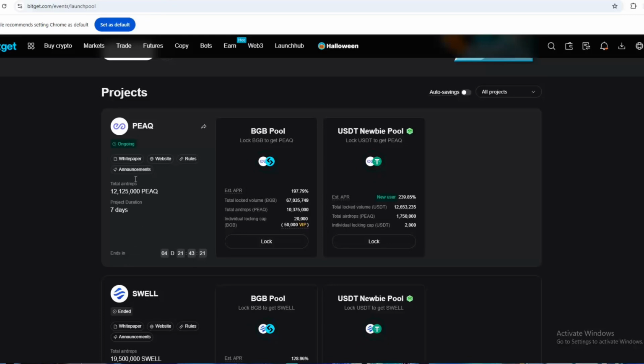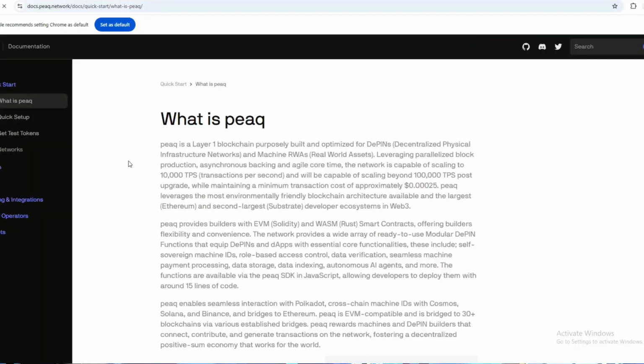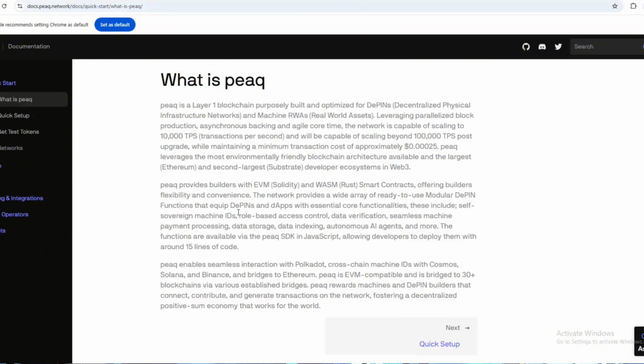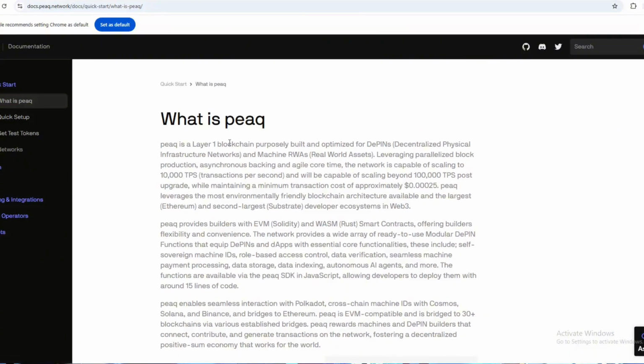So, guys, if I show you the white paper of this website, you can click this website, the white paper, and it will redirect to this page. And this is what PEAQ is. Okay, so this is what PEAQ is. PEAQ is the layer 1 blockchain purpose-built and optimized for DePINs. And this is the decentralized physical infrastructure network.